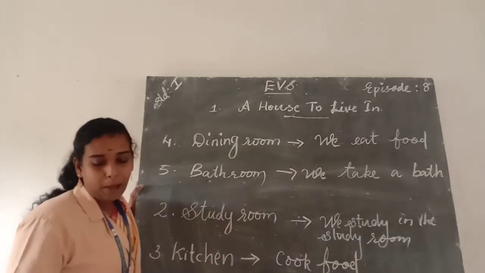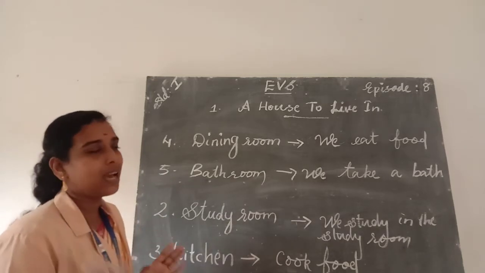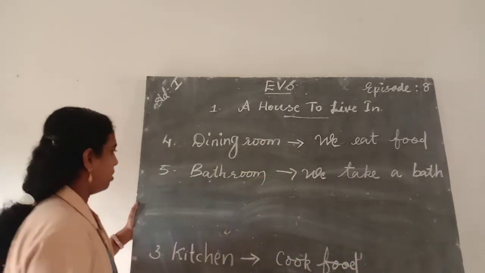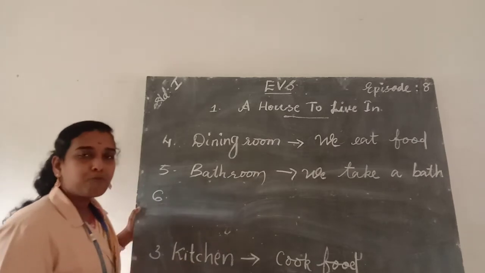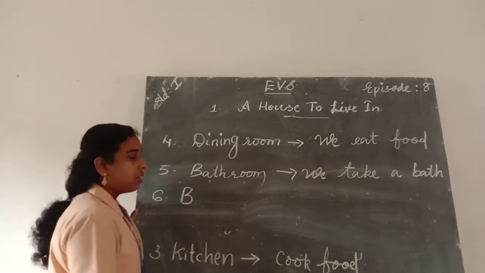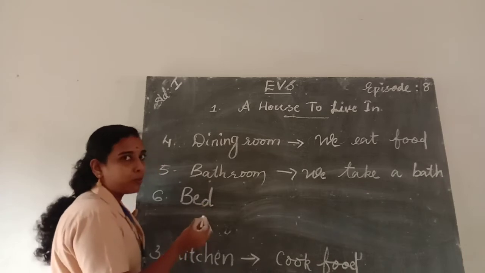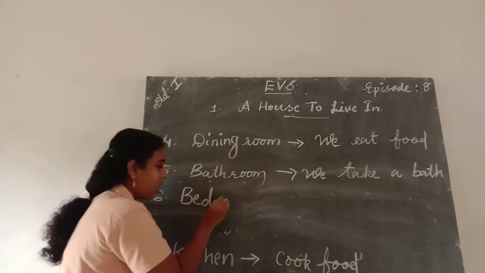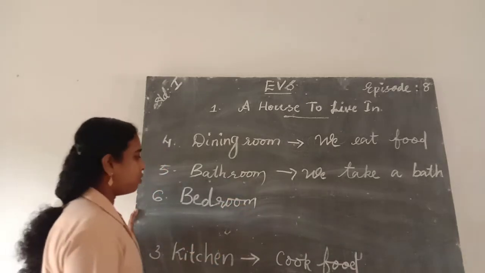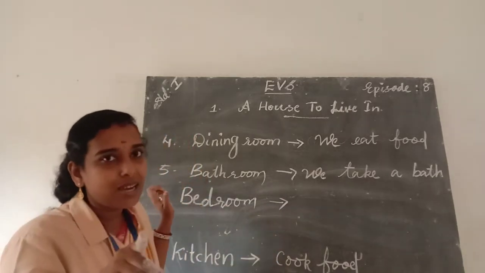And the last room, bedroom. We sleep and rest in the bedroom. What is the spelling of bedroom? B-E-D, bed, room. Say the spelling of room. R-O-O-M, room, bedroom. We sleep in the bedroom, and also we rest in our bedroom.